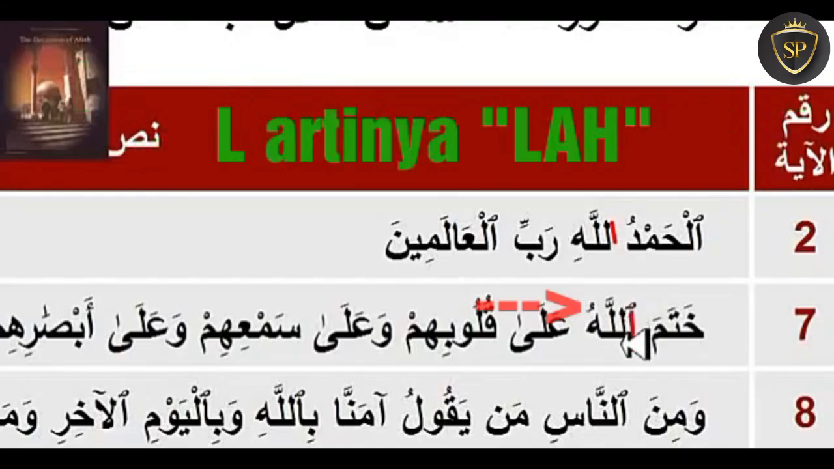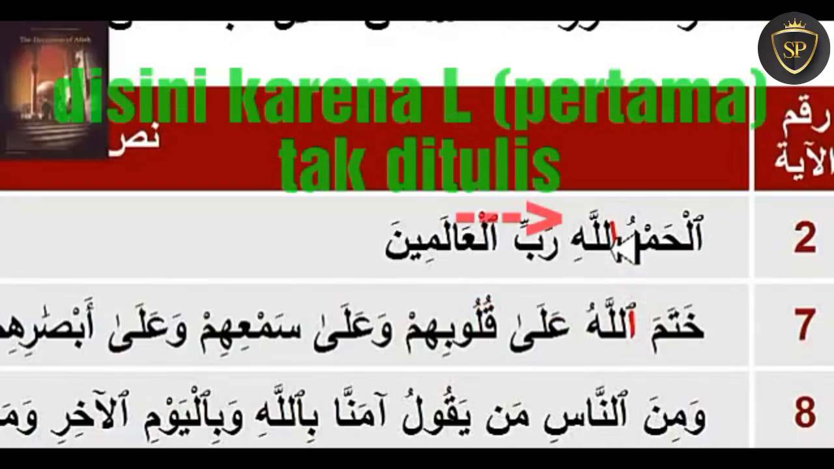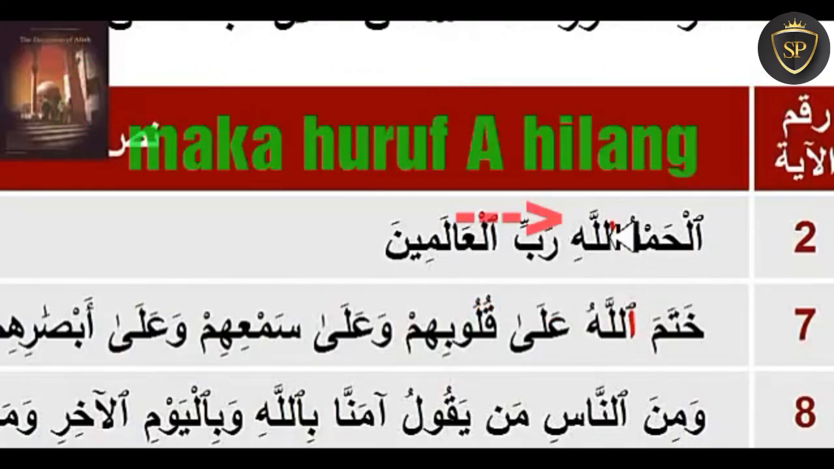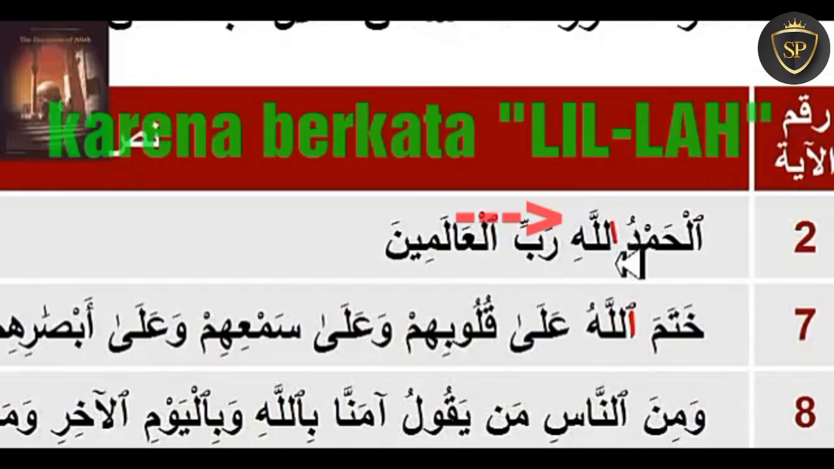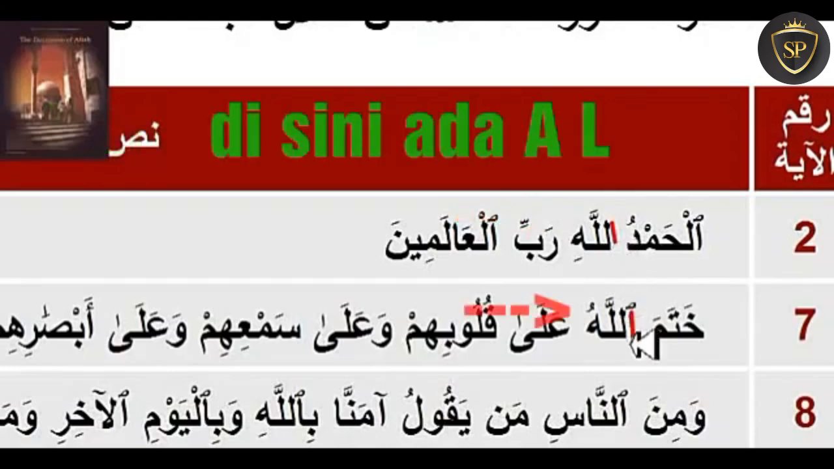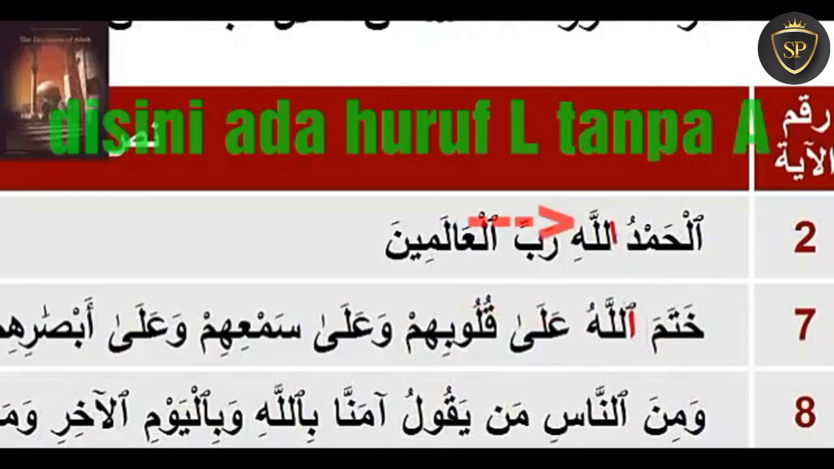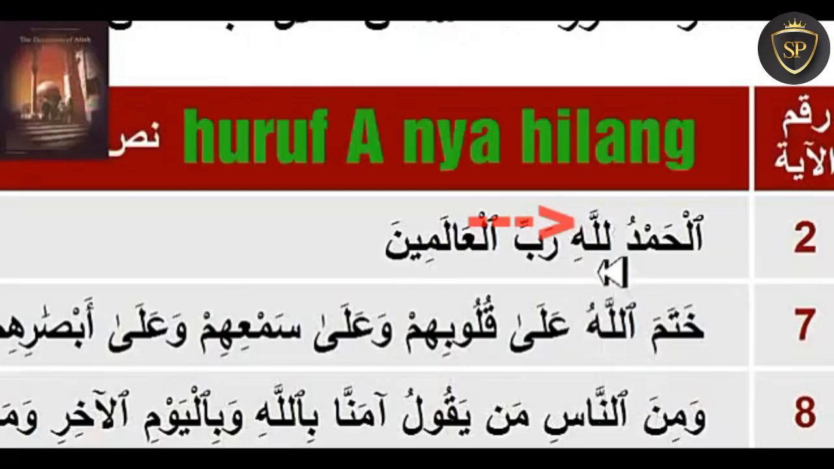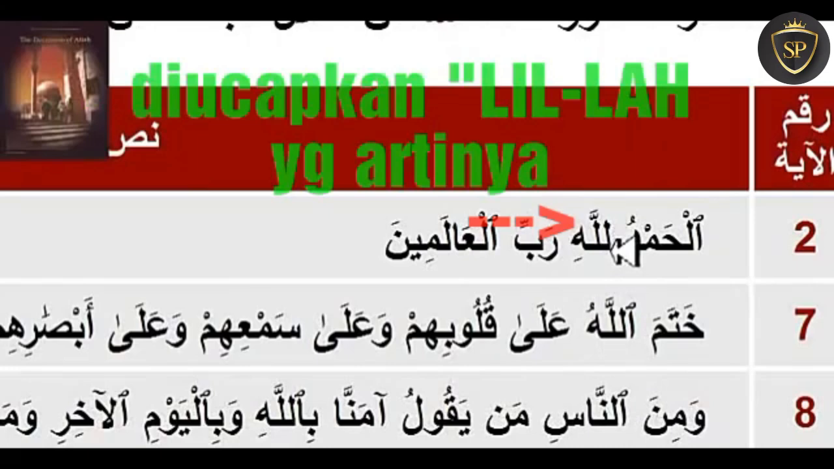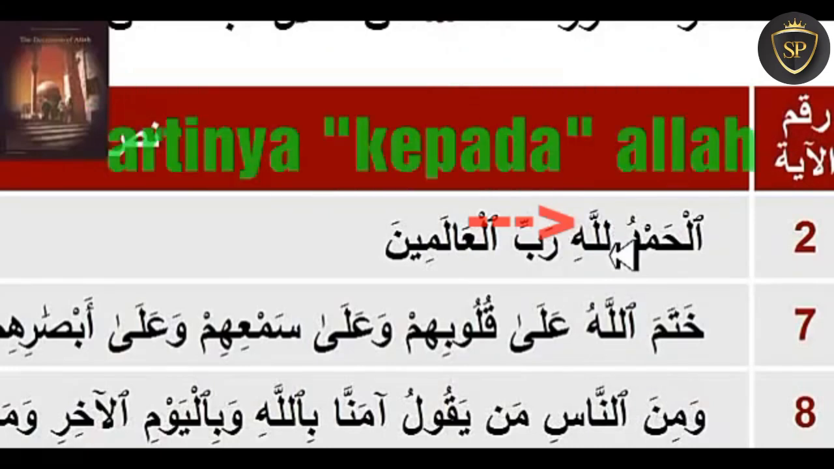L means that. In here, because the word is not saying the, this is why the A disappears. But the letter L is still there. Why? Because it says Lillah, which means to Allah. So in here the AL is coming there. In here the letter L without the Alif, you see the Alif disappears. This is Alif, we call A Alif. It disappears simply because it says Lillah, which means to Allah.